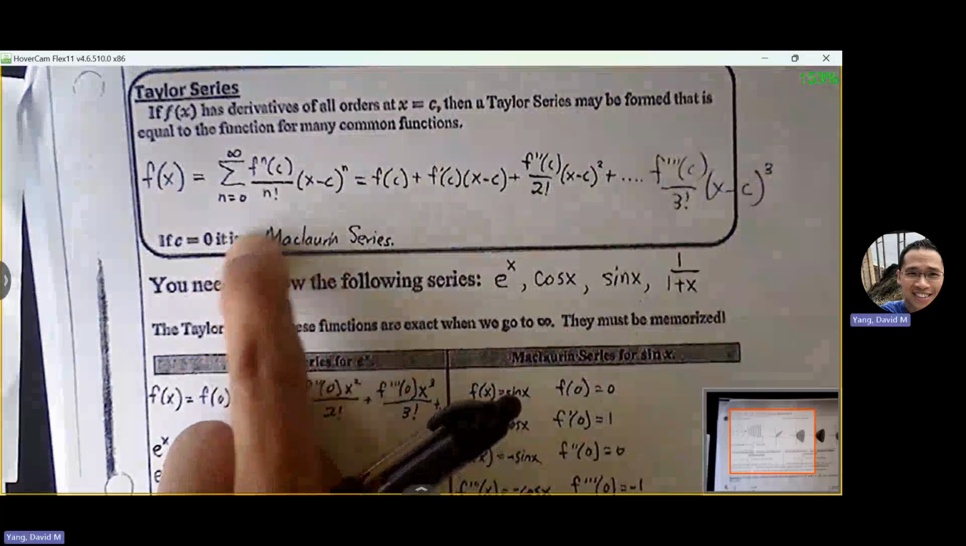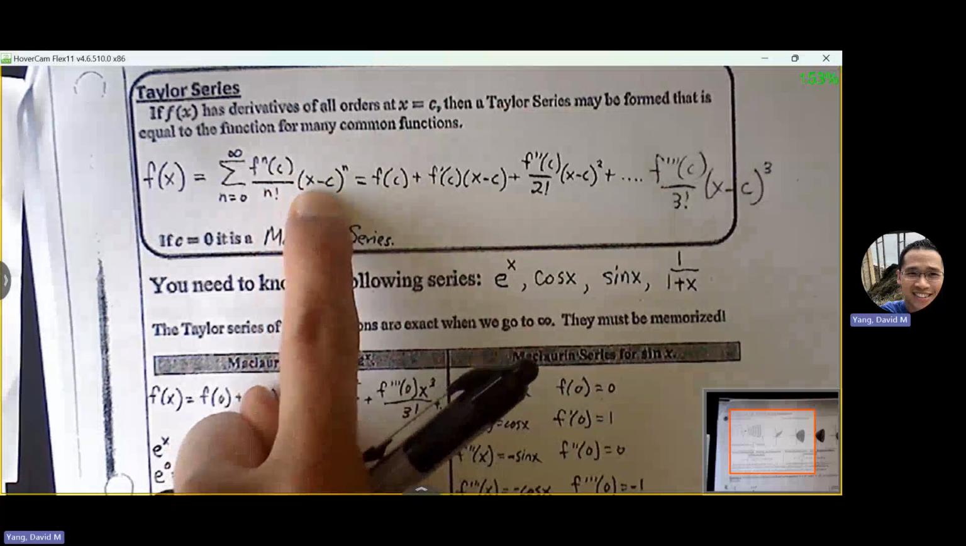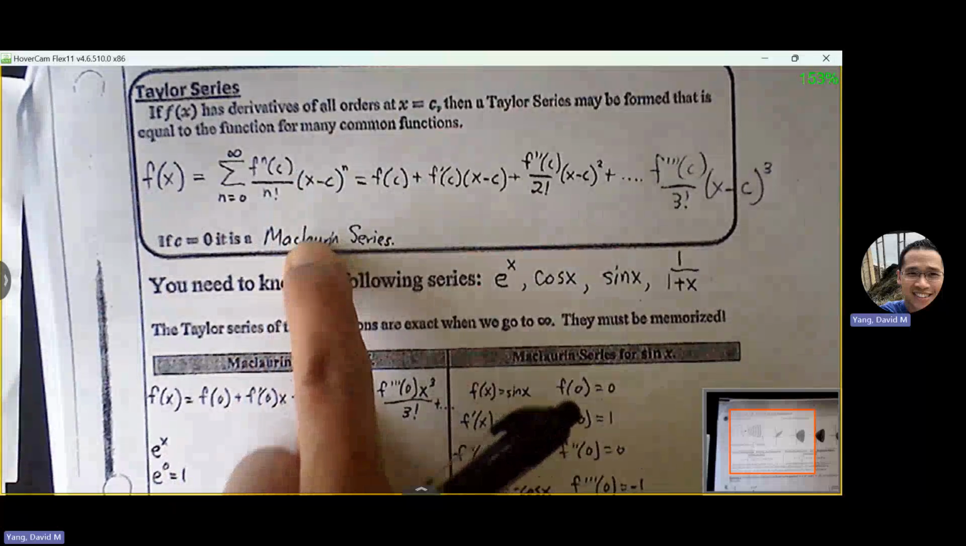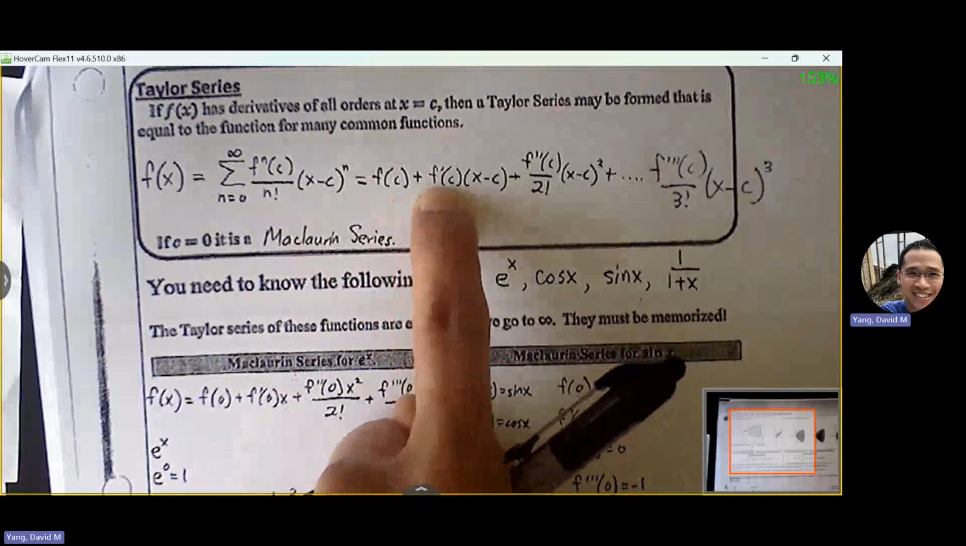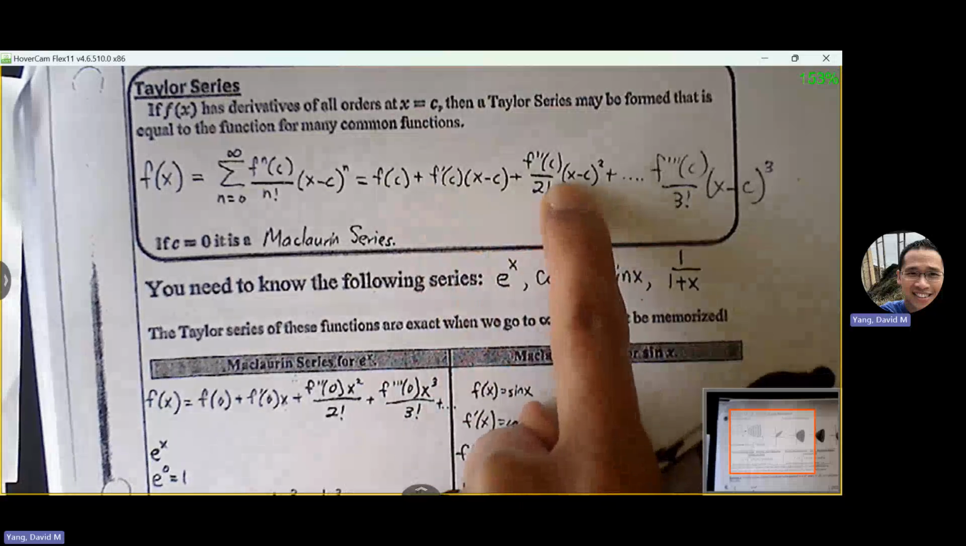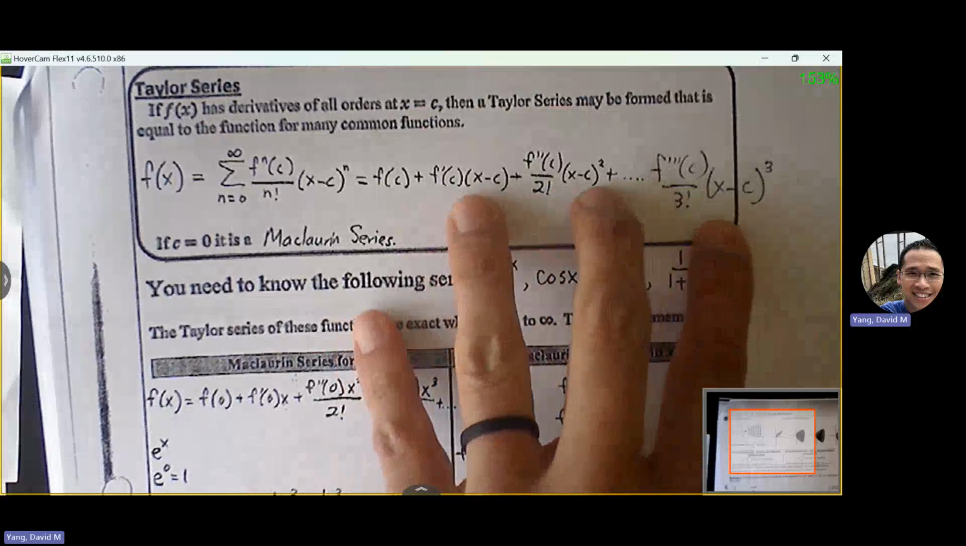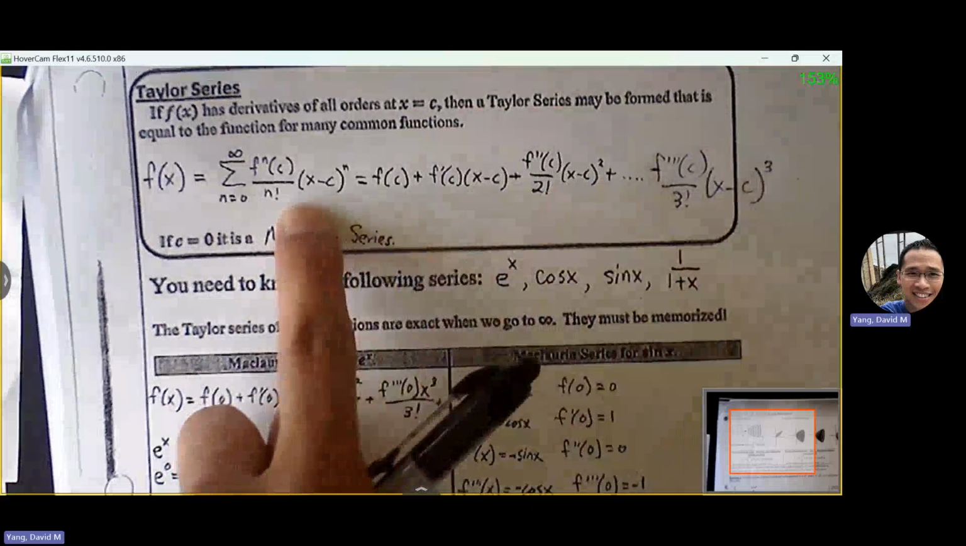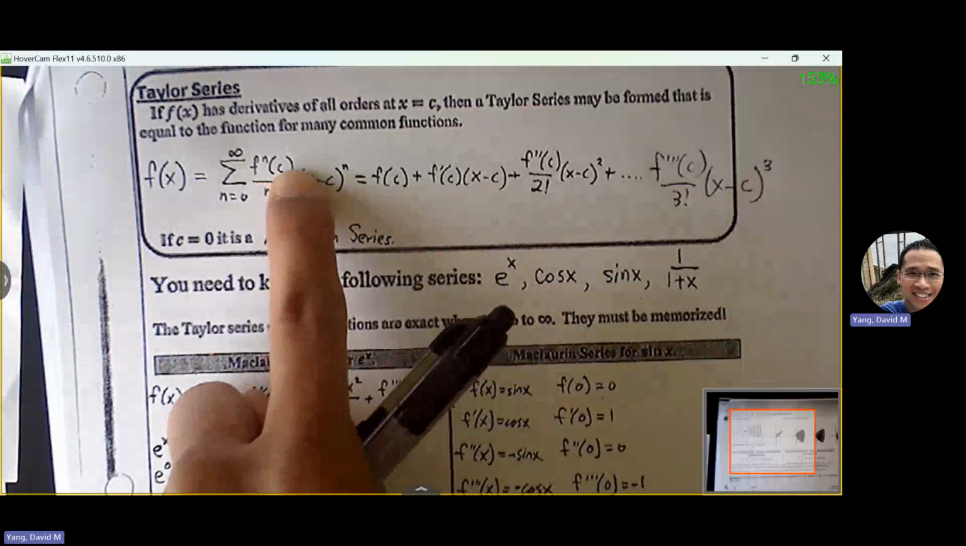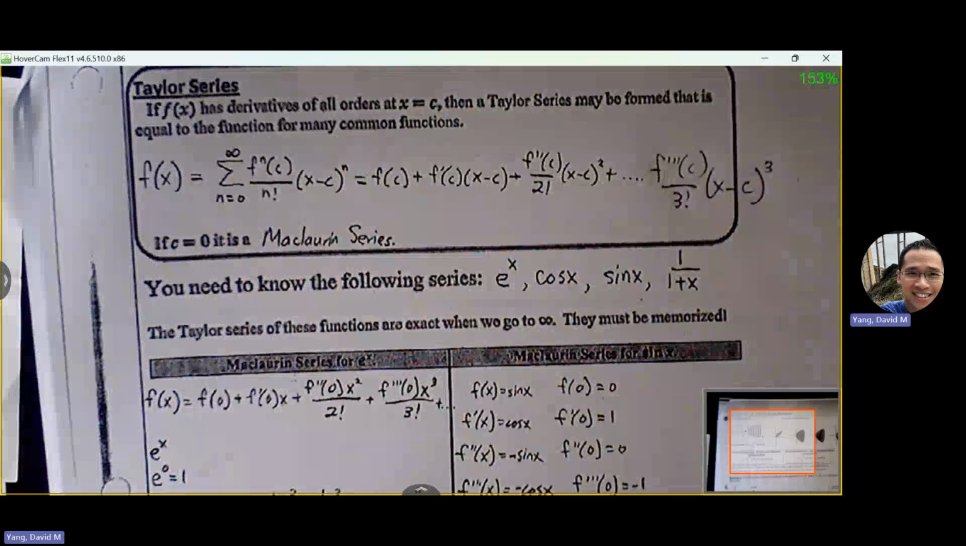And if we replace the c with 0, then it becomes the Maclaurin series. The Maclaurin series will be f of 0 plus f prime of 0 times x. There's no need for x minus c because the c is going to be 0. So replace the c with 0, and that's your Maclaurin.